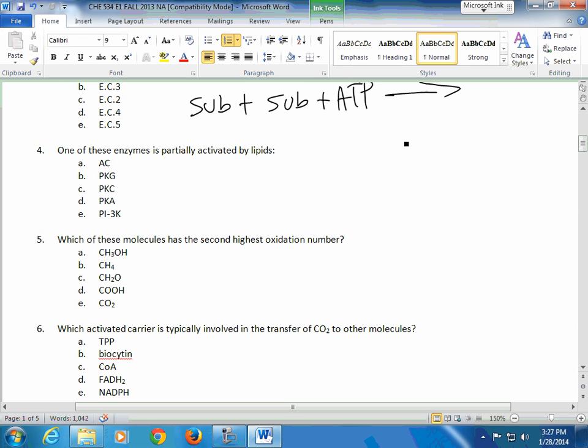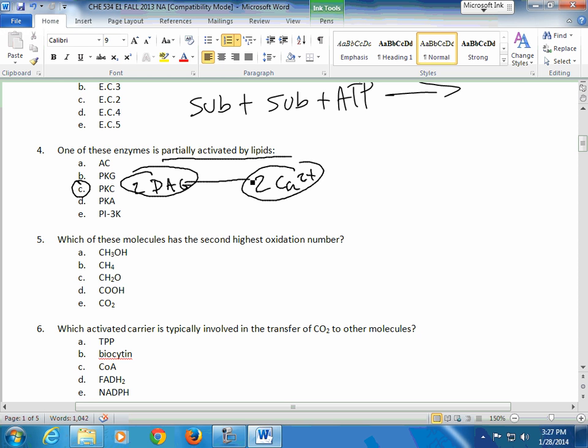Number 4, partially activated by lipids. If you look through these, he's talking about PKC, which is activated partially by 2 DAGs. He also says which of these is partially activated by an inorganic molecule or a mineral. And then he'll be talking about 2 calcium. Just remember, PKC is partially activated by this or this, fully activated if you have both of them. That's in Unit 2, Slide 49. It illustrates that.